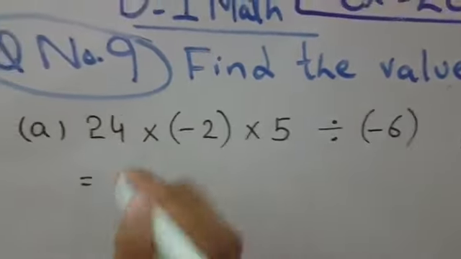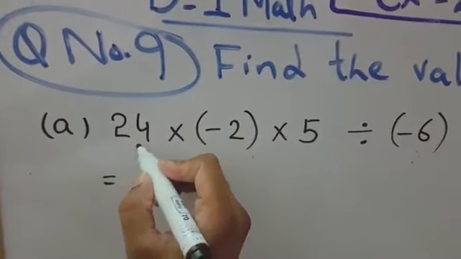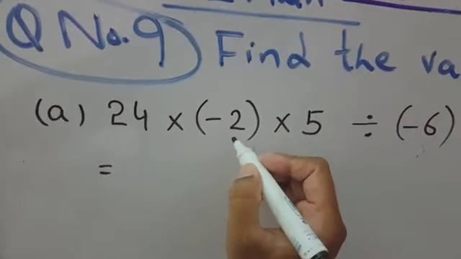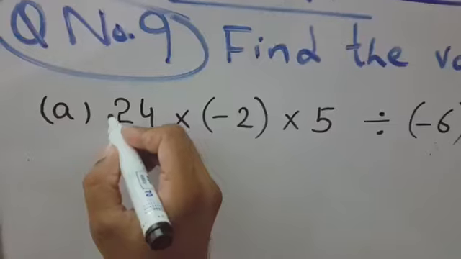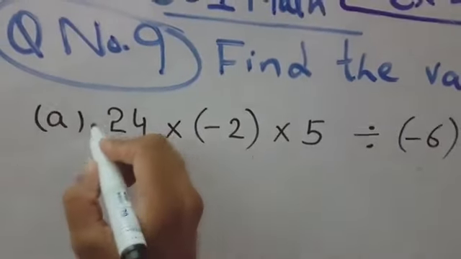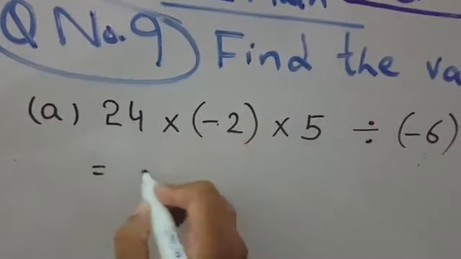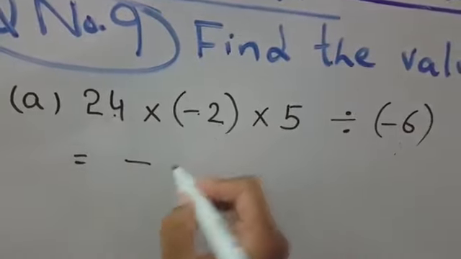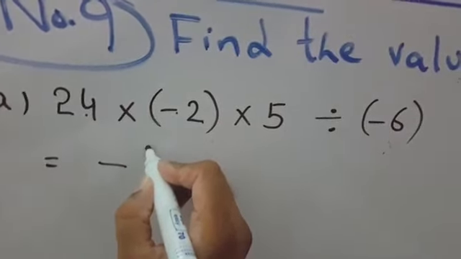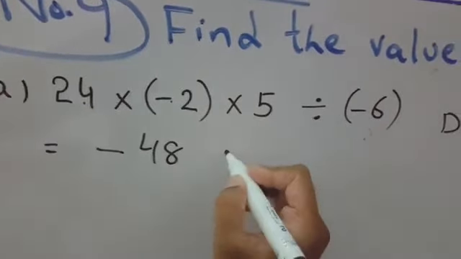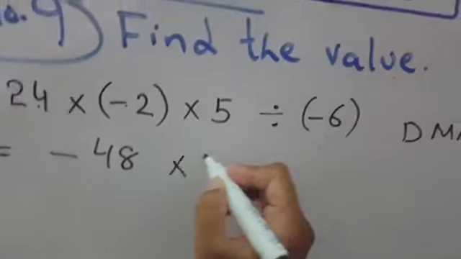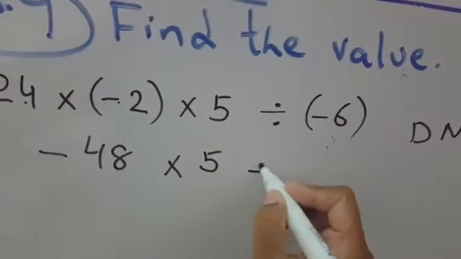We can select any two things, like 24 and minus 2. We can multiply both of them, since there is positive 24 and negative 2. So minus 24 multiplied by 2 will be equal to 48. Then come here. So 5 will remain as it is, division will remain as it is.